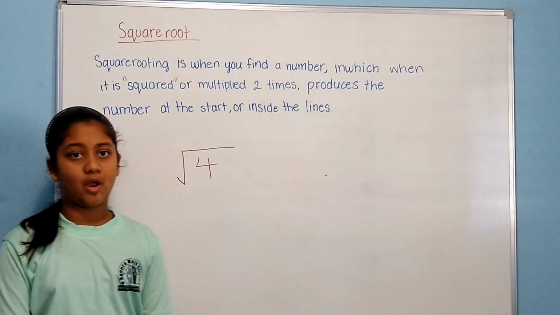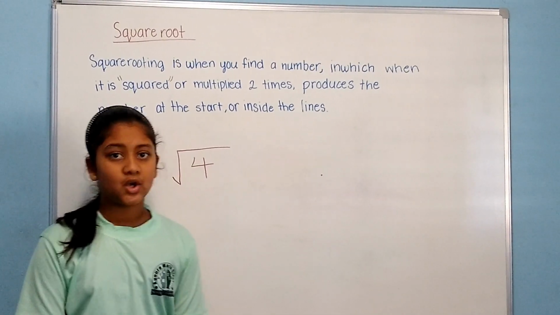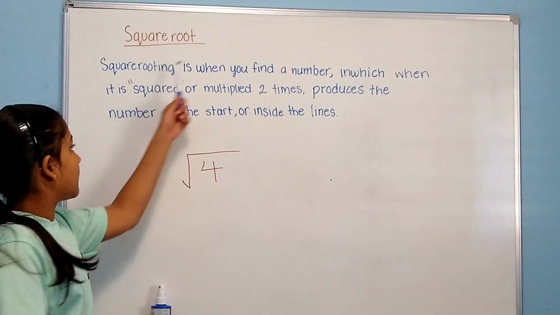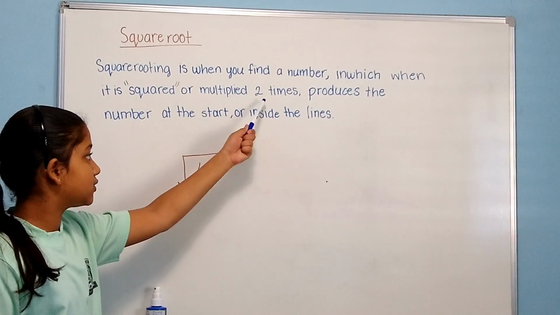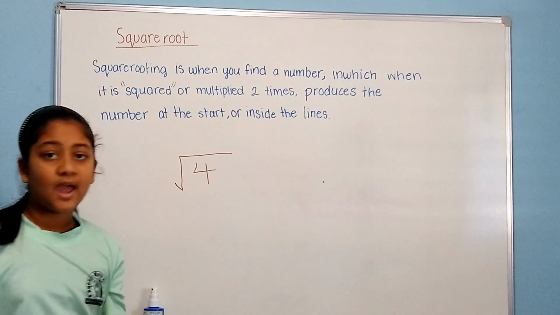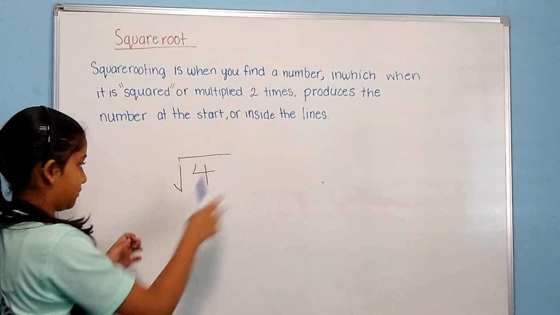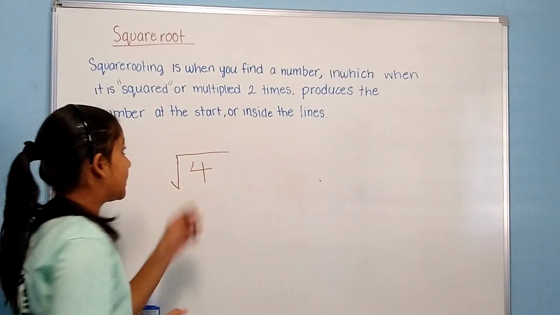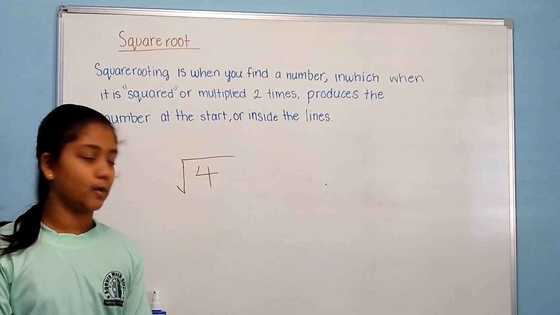Now let's learn about square roots. This might be complicated, but don't worry, I'll explain afterwards. So let's first read about what square roots are. Square rooting is when you find a number which, when it's squared or multiplied 2 times, produces the number at the start or inside the lines. And when I say inside the lines, I just mean the number inside this bracket here. So let's go ahead and use what we know from the explanation to find the square root of 4.